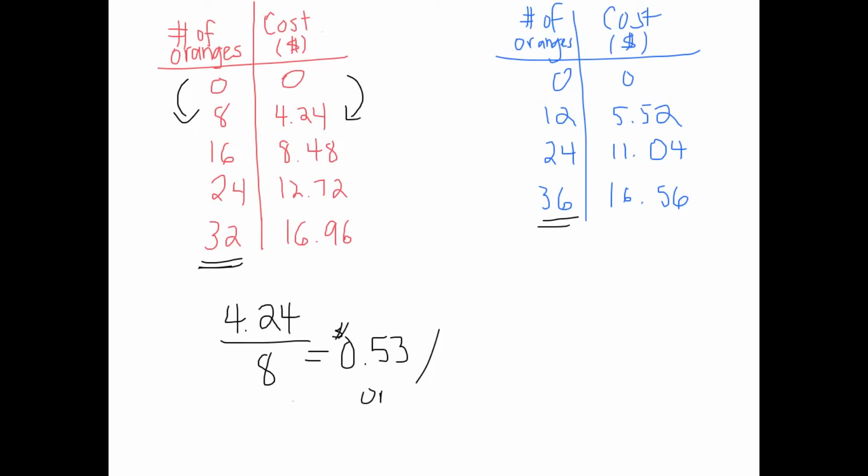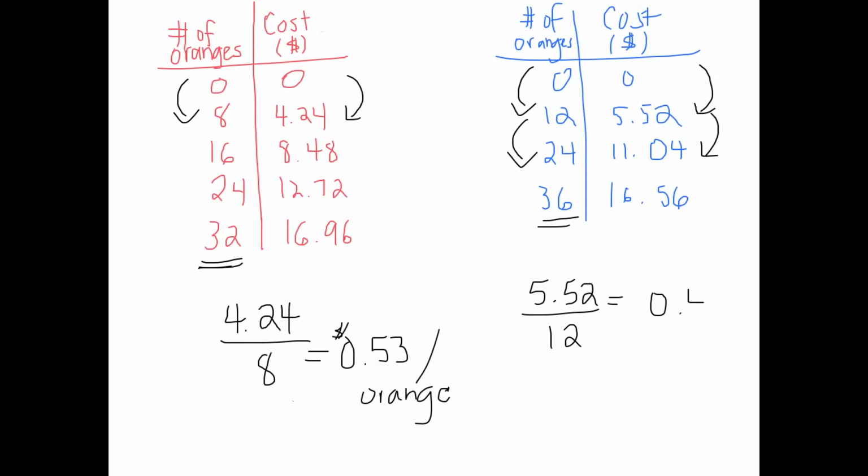per orange. What about from store B? For every 12 oranges, we spend $5.52. Every time we add 12 oranges, we add $5.52. Well, let's figure out the rate at which this is changing. 552 divided by 12 gives us 0.46, so store B is 46 cents per orange. Which store is cheaper? Right, store B is cheaper.